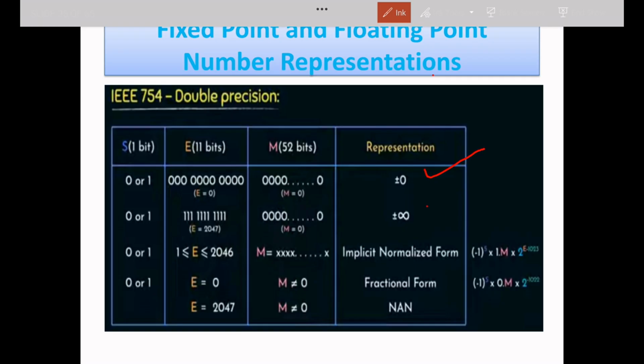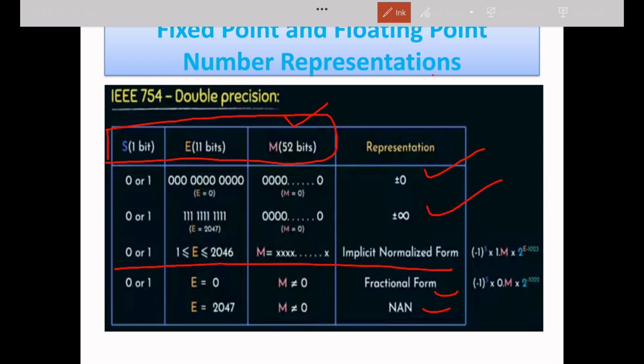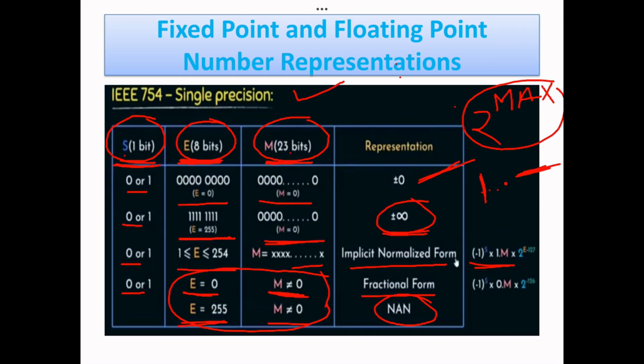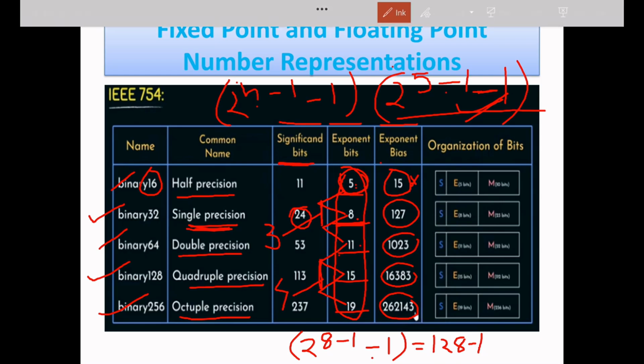This is the same, and this is also the same, and here also the same. Only one difference. What is the one difference? For double precision, only this value you have to remember. 52 plus 1 is equal to 53. Now you can see the significant bits for double precision is equal to 53. This 53 you need not remember, we already discussed how to remember it.